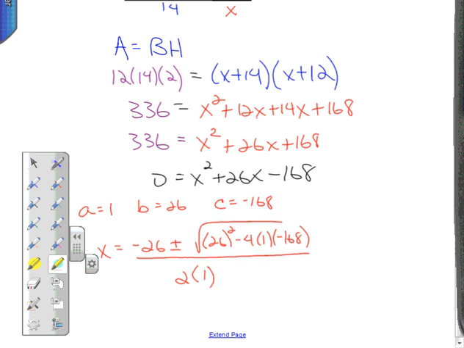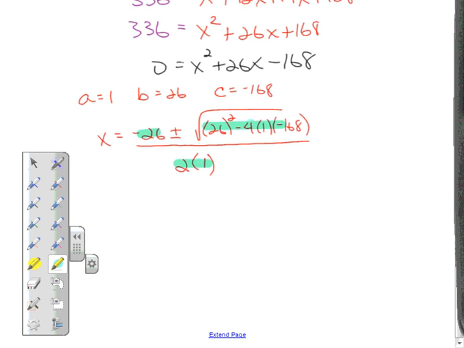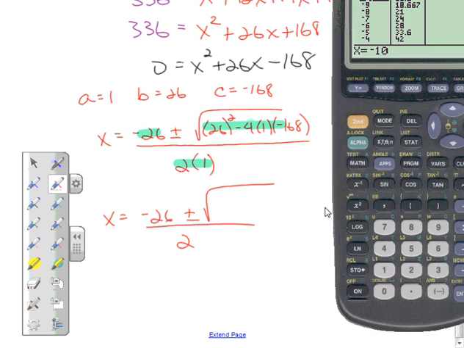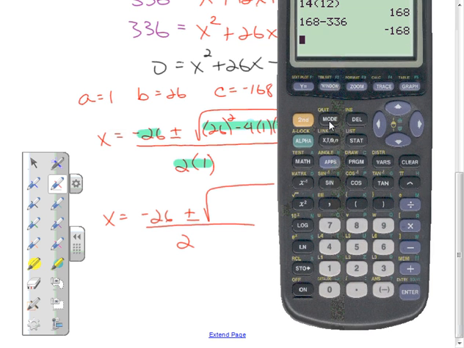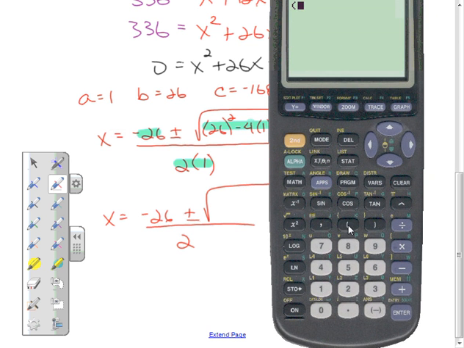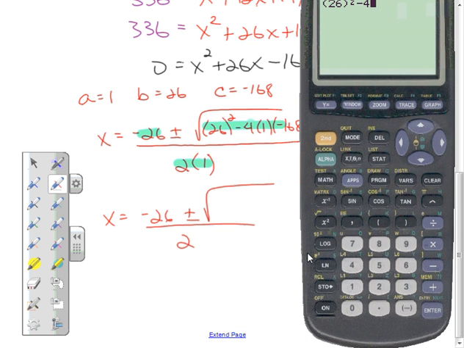Okay? I'm looking to simplify just in that sort of triangular portion that I just kind of highlighted there. If you're simplifying that way, you're using good PEMDAS. So negative 26 plus or minus the square root of, going to my calculator, no shame in that, 26 squared minus 4 times 1 times negative 168 is 1348.